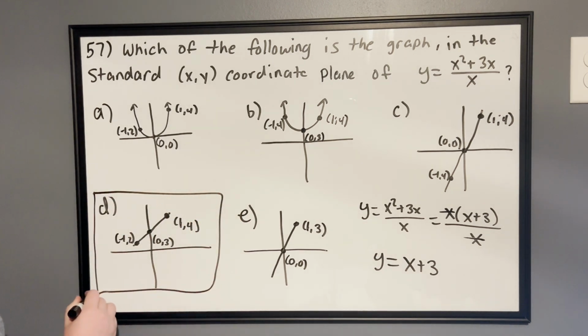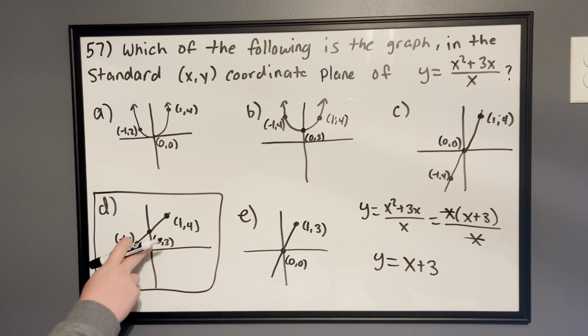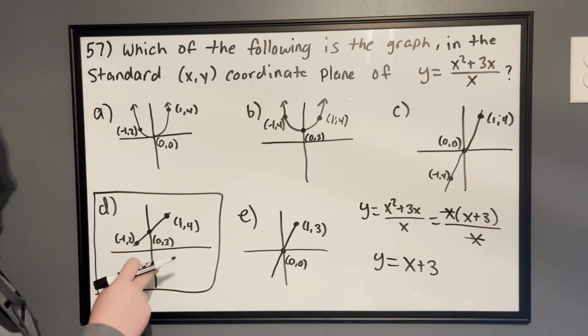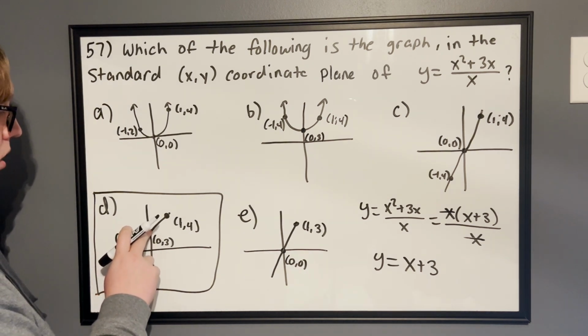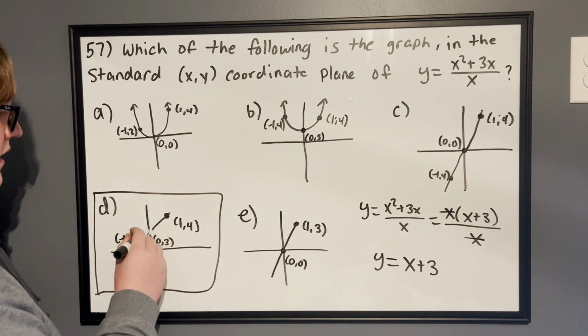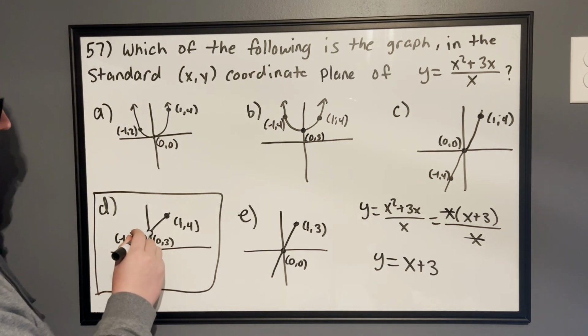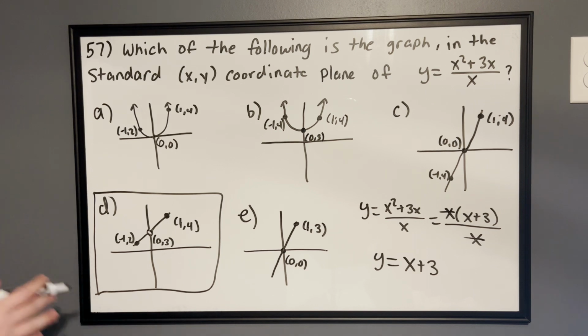Now again, when we're actually graphing this, it's important to know that this point at 0, 3, since x is equal to 0, there will be a hole in the graph at this point. So we'll see a hole right here at 0, 3 because it is undefined right there. But essentially, it's looking like x plus 3 just with that hole. So this would be how you would graph it. So that's the end of question 57. Let's move on to number 58.